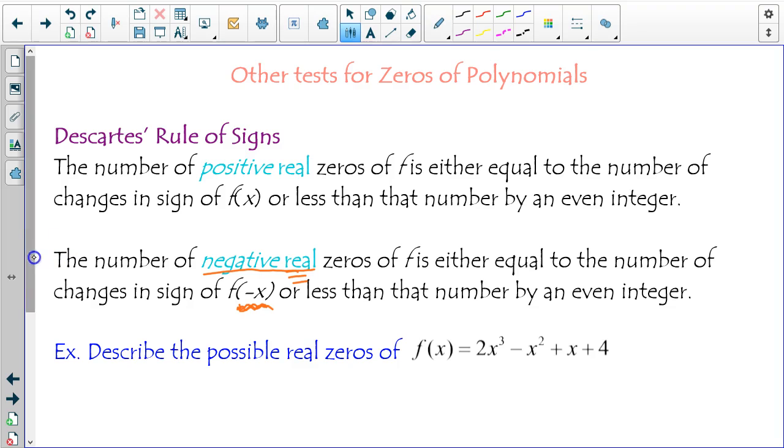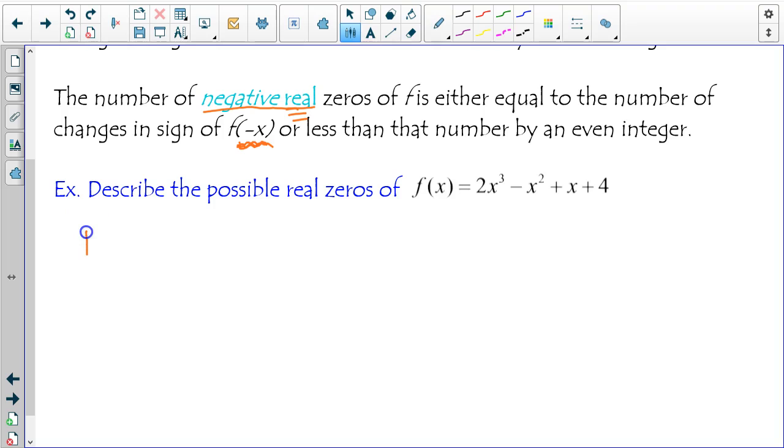So the first thing, describe the possible real zeros. So positive real zeros. And all you have to do is count the number of sign changes. What are the signs? Positive or negative, right? So if I'm right here, this is a positive, and then I go to negative, so that's a sign change, right? So 1, then from here to here, did the sign change? 2, from here to here, did the sign change? So there are 2 sign changes. But listen, it says it's either that number or less than that number by an even integer.